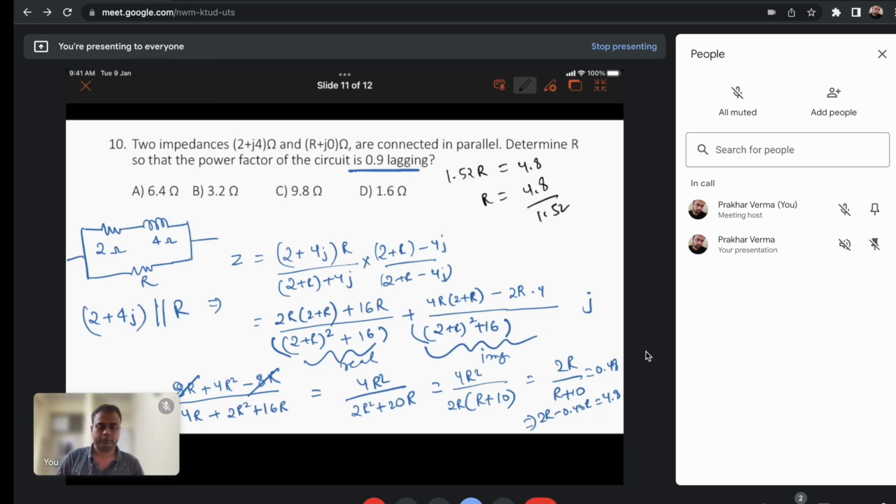4.8 divided by 1.52 is 3.15, so this is around 3.158. That is 3.2. The closest answer is 3.2. Just checking, yeah, the correct value is 3.2.